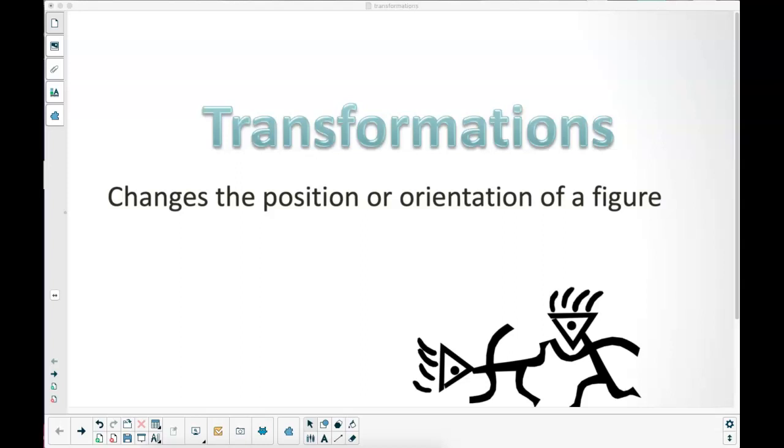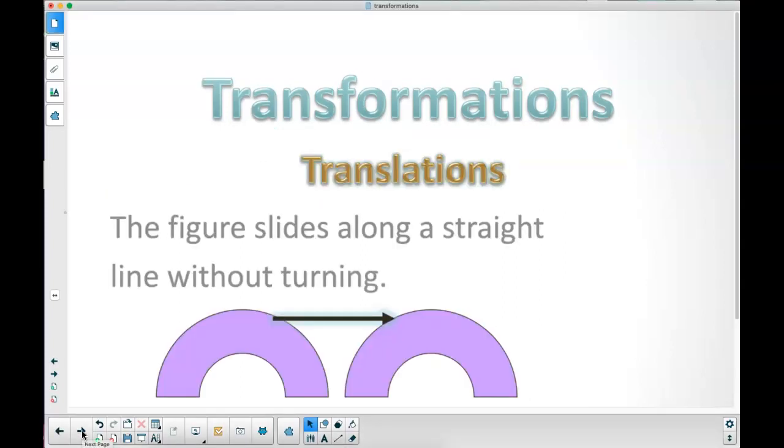Today we're going to talk about transformations. Okay. So in your packet, page 3, does anybody know what a transformation is? I think you will want me to show you somehow. So a transformation changes the position or orientation of a figure. Okay? Now, we're going to look at a few different transformations.